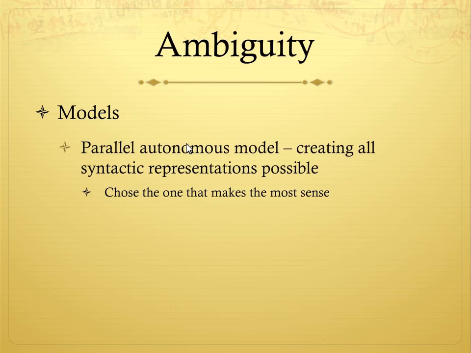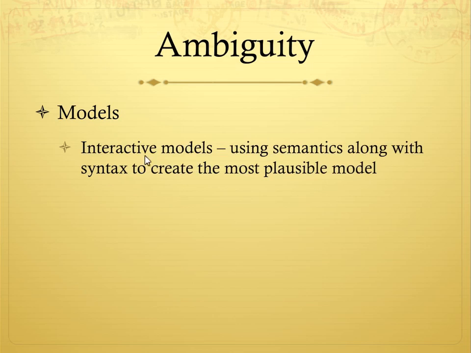Okay. A parallel autonomous model means we're creating all possible syntactic representations at once. So all of the possible ways the sentence could be parsed or broken down are created at one time, and then we choose the one that makes the most sense. Parallel means we're getting all the possible combinations, serial means one option at a time. Interactive models say that semantics and syntax are used together interactively to create the most plausible parse tree available.